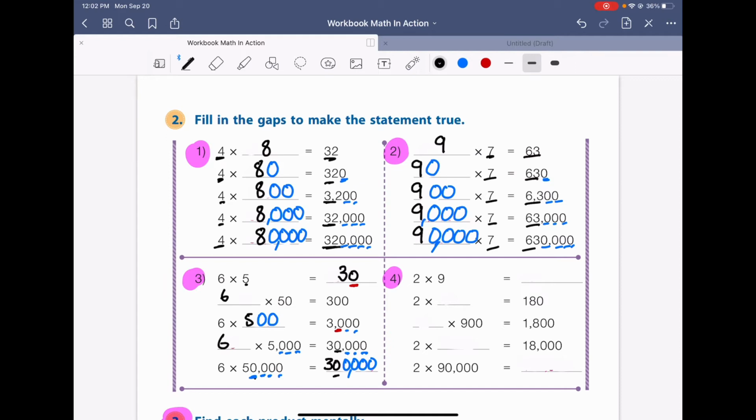2 times 9 is 18. So again, this is 2, this one's definitely 9, and this one is 18. Now we have to check the zeros. Here we have 1 zero, so we're going to add 1 zero here. You have 2 zeros, so that is correct already. Here we have 3, so we add 3 zeros. Here we have 4. Getting 180,000.